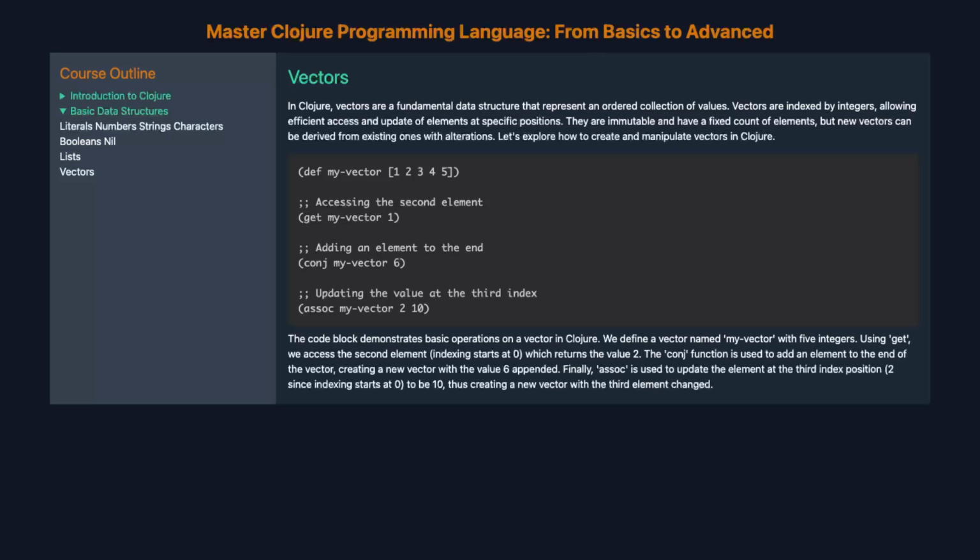The code block demonstrates basic operations on a vector in Clojure. We define a vector named myVector with 5 integers. Using get, we access the second element. Indexing starts at 0, which returns the value 2. The conj function is used to add an element to the end of the vector, creating a new vector with the value 6 appended. Finally, assoc is used to update the element at the third index position, 2 since indexing starts at 0, to be 10, thus creating a new vector with the third element changed.